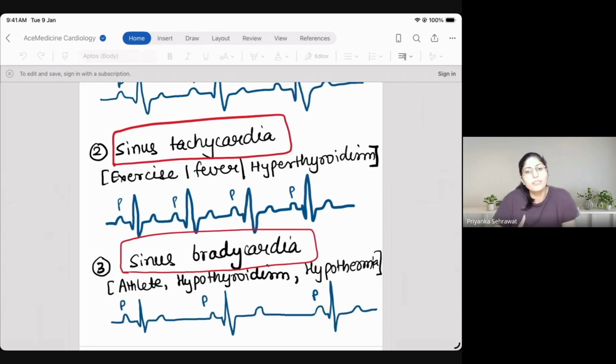Sinus tachycardia is seen in exercise, fever, hyperthyroidism. These are the conditions where the SA node gets more excited or overdrives the heart. Here the waveforms are all okay: P wave, QRS, T wave. Again, P wave, QRS, T wave. It's just that the heart rate increases, but the waveforms are all normal, like seen in this ECG.